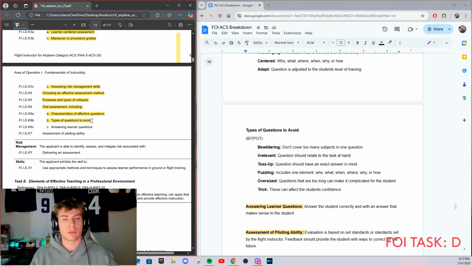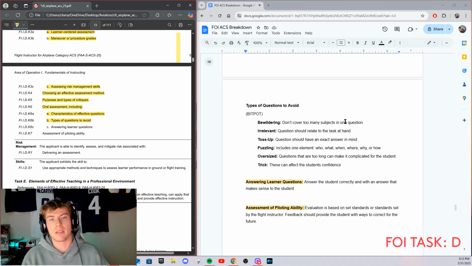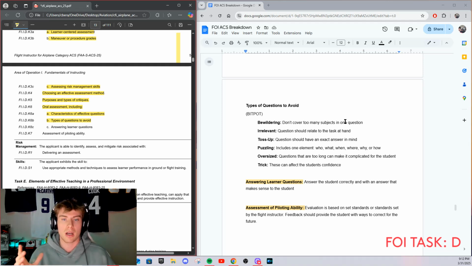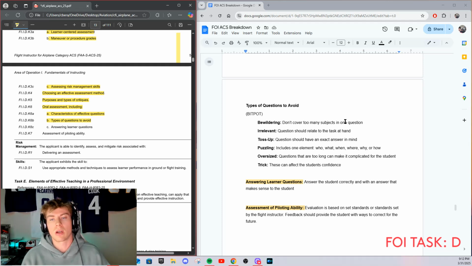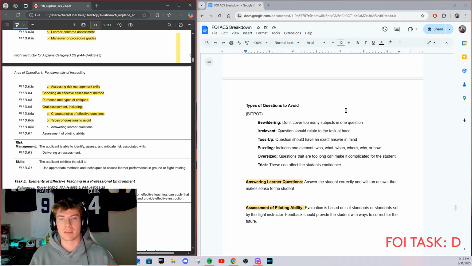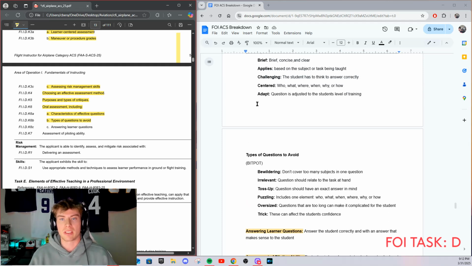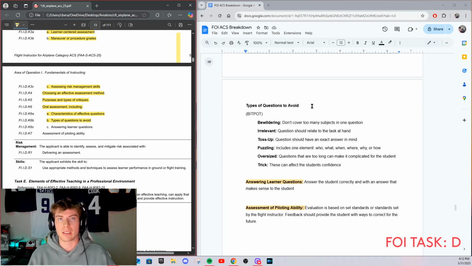Types of questions to avoid. So for this one I used Bitpot. Easy to remember, I guess. So bewildering. Don't cover too many subjects in one question. Just like I said up here, just be brief, concise, and clear. Not too many subjects. Just keep it simple. Irrelevant questions. You want it to relate to the student, what they're going through, what they understand at that point in their training.